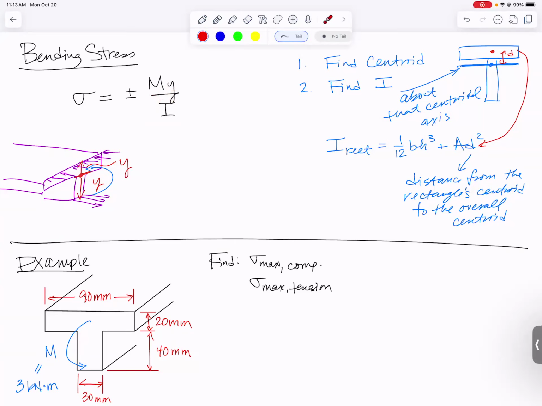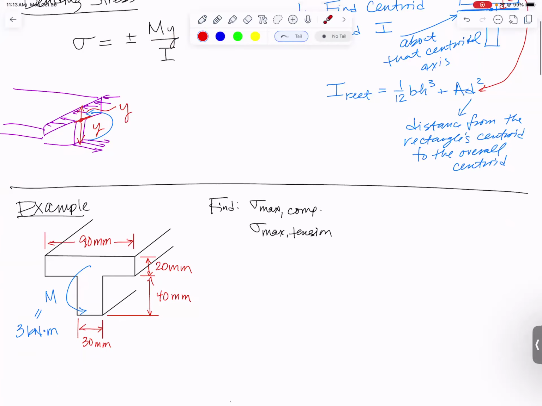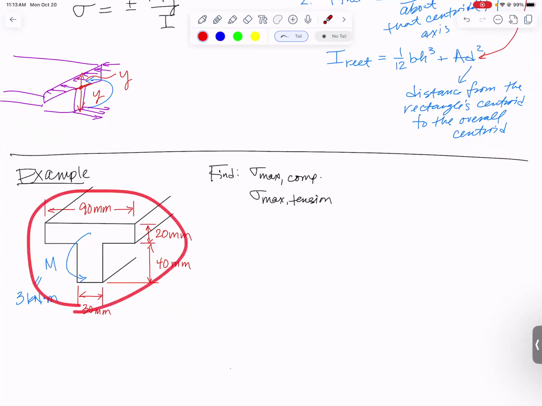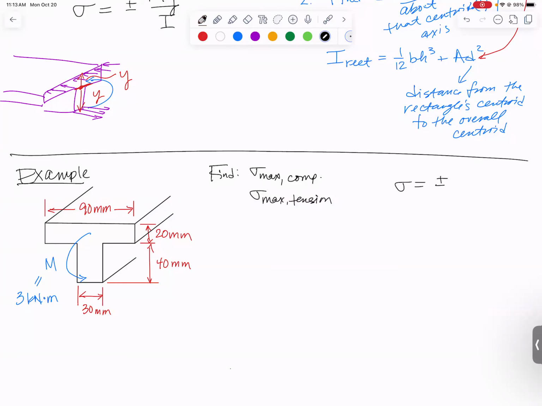So let's do one more example like we did last time that has a composite shape. We're going to have to find the centroid. It has a bending moment being applied to it, and we need to find the max compressive stress and the max tension stress, but we are just directly given the moment. We don't have to go and do any work to find it. Our governing equation we're going to use is sigma is plus or minus My over I. To find that centroid, that's our first step.